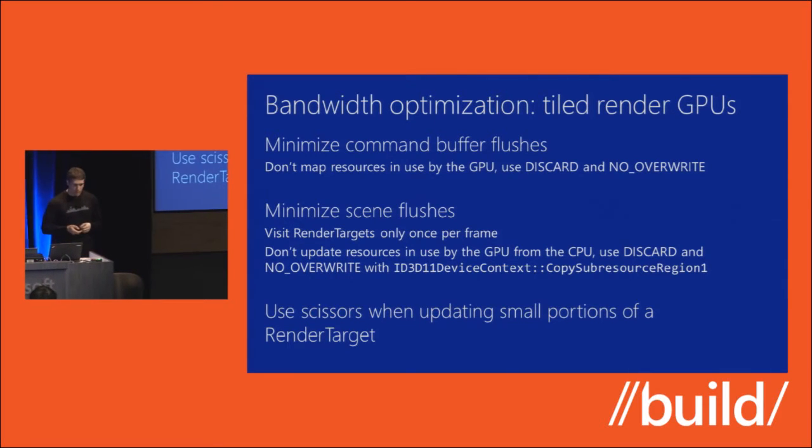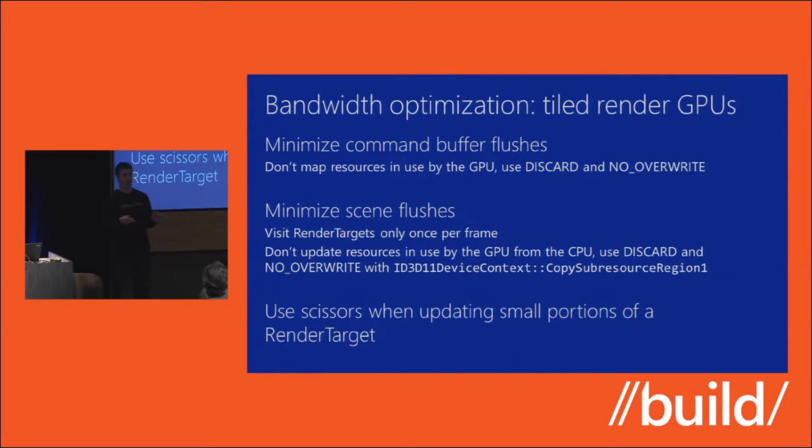Okay, so that's command buffer flushes. The second area is scene flushes. This isn't quite as big a hit as generating a completely brand new command buffer, but you can actually cause a scene flush. A scene is, you've got a render target, you've started rendering to it with Direct3D, then at some point you decide, oh, I need another render target texture to generate an environment, so you switch render targets.